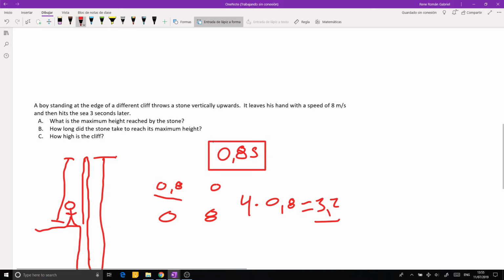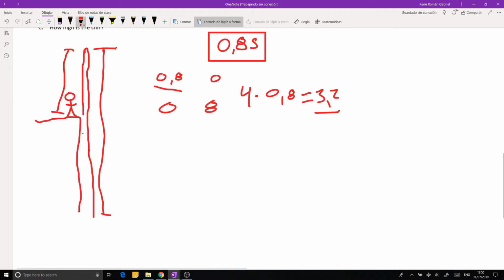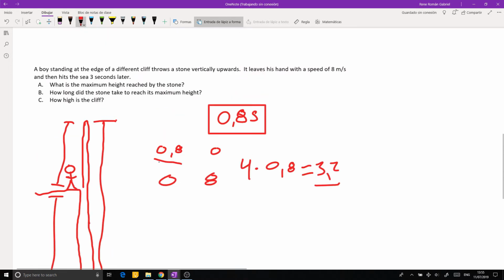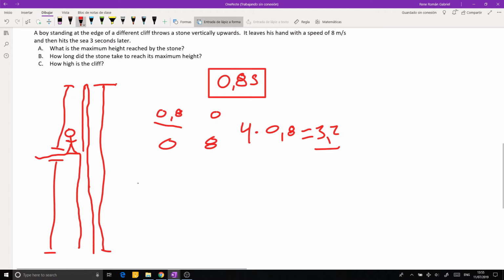Next question is, how high is the cliff? This will be really helpful because it'll help us get this height, and we can add it to 3.2 to get our first answer. So how high is the cliff? Well, the way we would do this is a formula, which is s equals ut plus 1/2 a t squared.